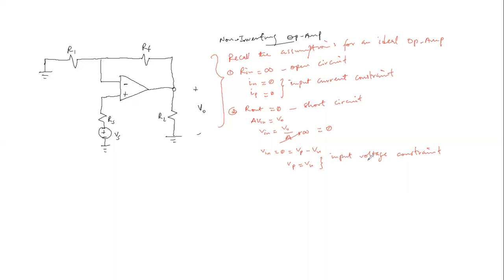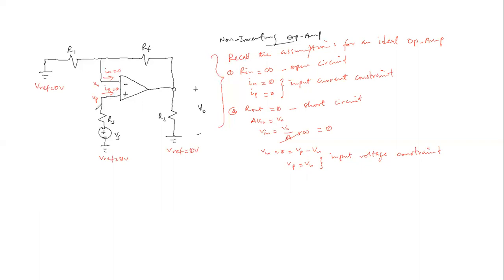So let us come back to the circuit. Now we have this as the reference voltage, which is 0 volts. And this is also the reference voltage, which is 0 volts. Now, this is V sub N, and this is V sub P. So this is the non-inverting terminal, this is the inverting terminal. Now, we have that the current flowing through this, which is I sub N, is 0, the input current constraint. And also, I sub P is equal to 0.